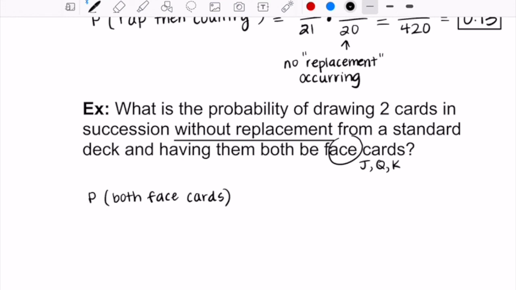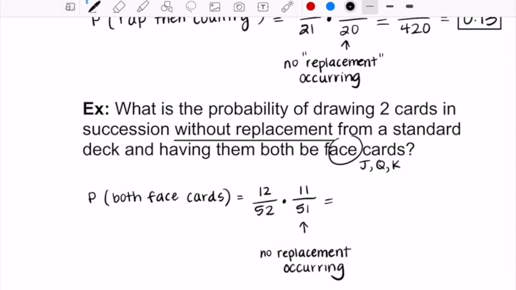And so here the probability of having both of those cards be face cards, to start, there are 12 face cards. There are 4 jacks, 4 queens, and 4 kings out of a total of 52 cards in the deck. So the probability of having the first card be a face card would be 12 out of 52 without replacement. And assuming that the first event was successful and yielded you a face card means that there would be 11 face cards left over to be successful, and then 51 total cards left over in the deck. So on this problem, both the numerator and the denominator changes. So again, there's no replacement occurring.